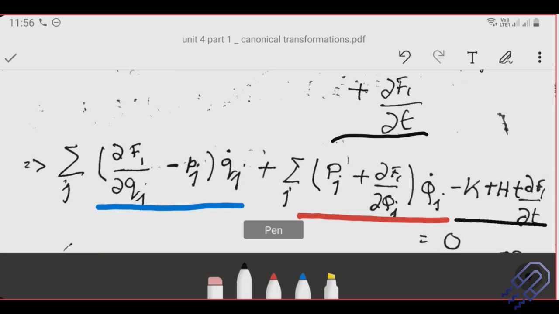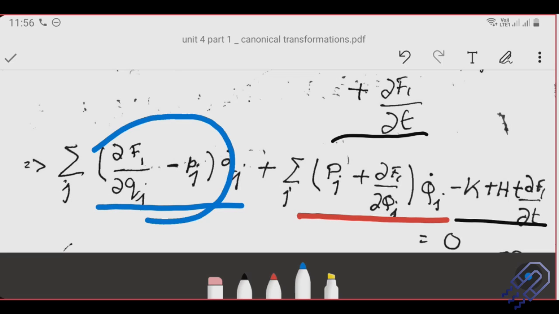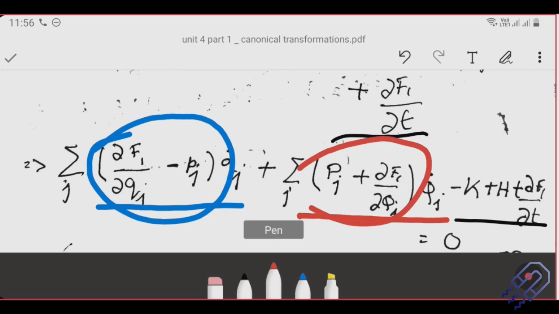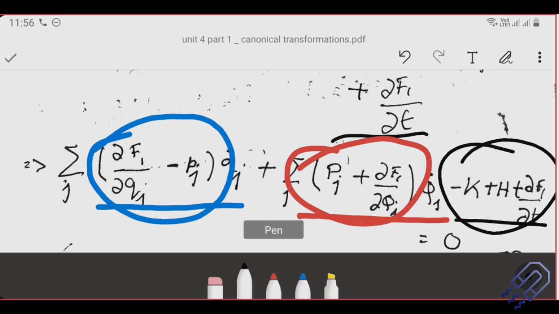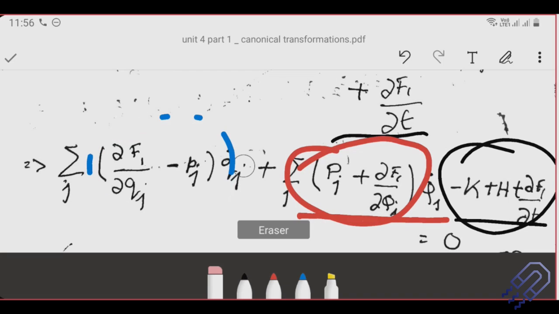I think you can guess from here that all of them are independent of each other. If all of them are independent of each other, that means each of these should separately give you the answer to be zero. So this should be zero, this should be zero, and this should also be equal to zero. So if we do it individually, all of them should separately give you zero. So that is important.